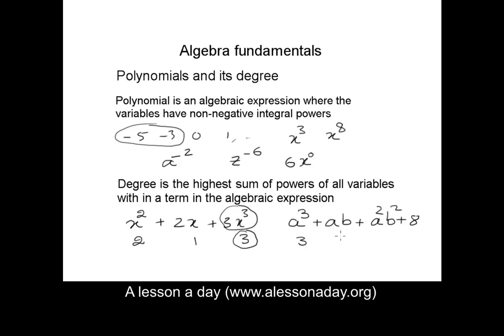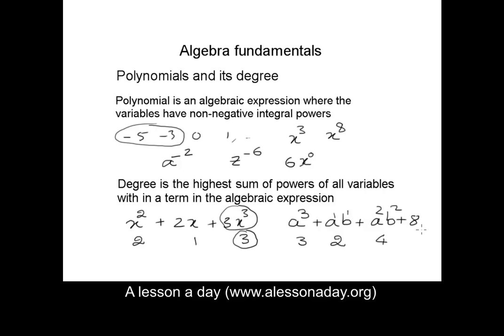Okay, the second term has two variables. As the definition says, it is a sum of all the powers of all the variables in each term, right? So here you have two variables, namely a and b. The power of a is 1, power of b is 1. So 1 plus 1 is 2. So here the power is 2. How about here? a has a power of 2 and b has a power of 2. What is the sum of all powers? 2 plus 2 is 4. So 4 is the power of this term.